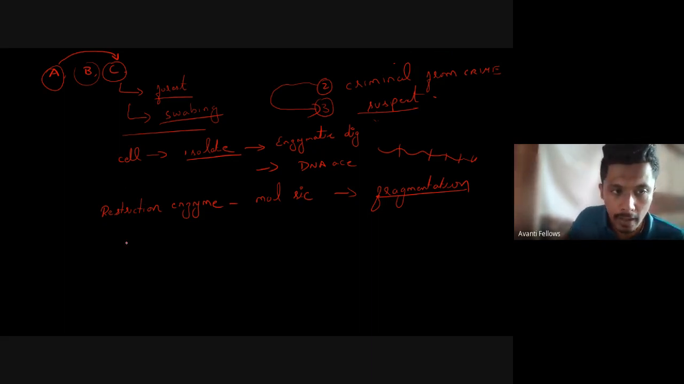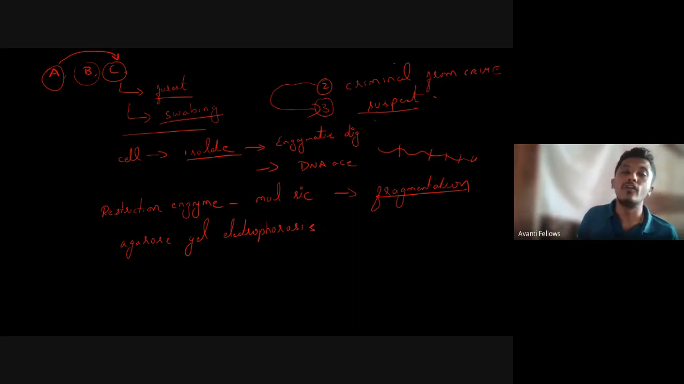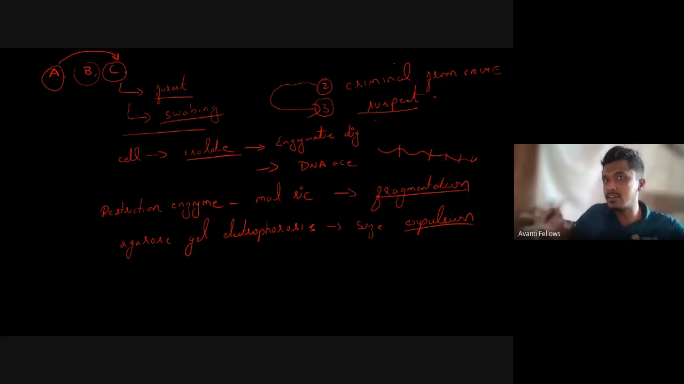We have a process called agarose gel electrophoresis. So what is agarose gel electrophoresis? We try to understand the physical properties of DNA and use them so that we are able to separate DNA based on size. So agarose gel electrophoresis is also called size separation. Based on the size, we separate the DNA.